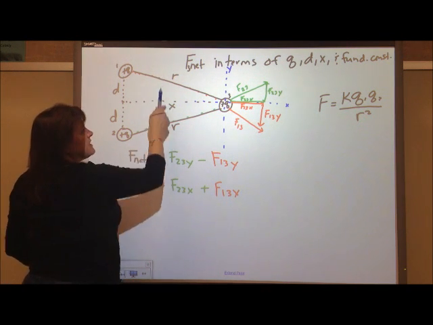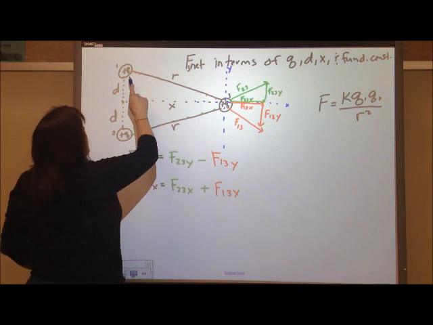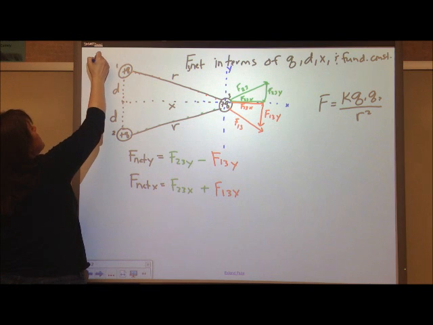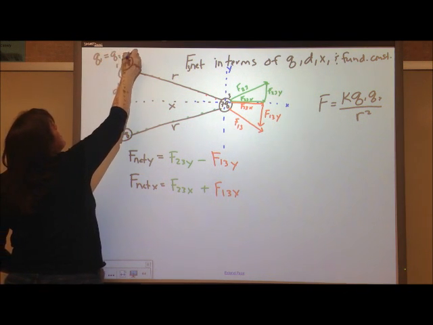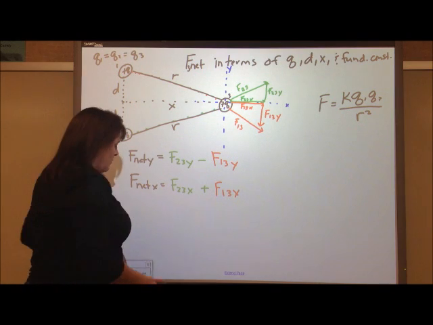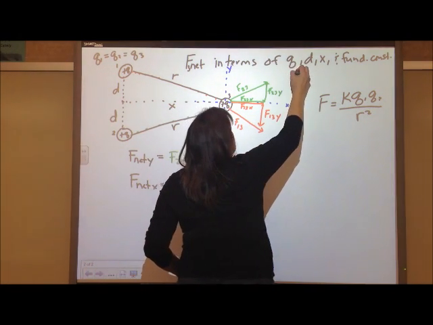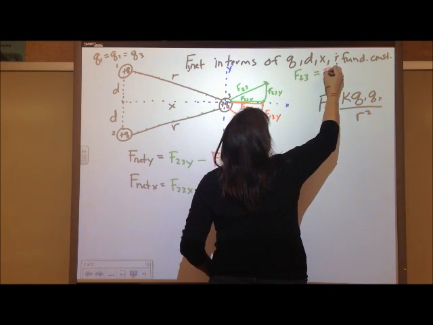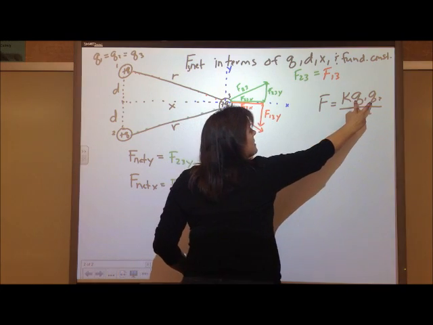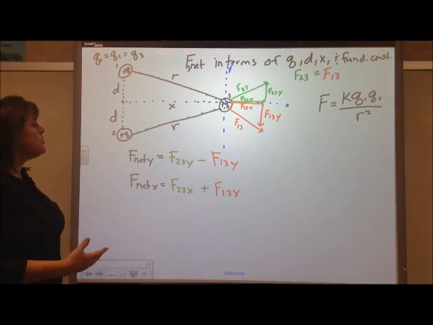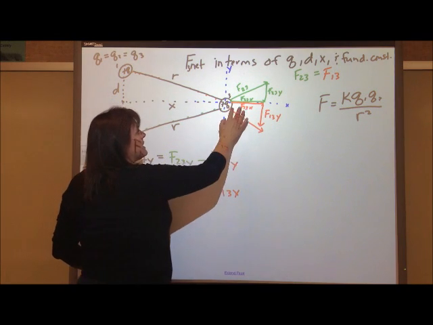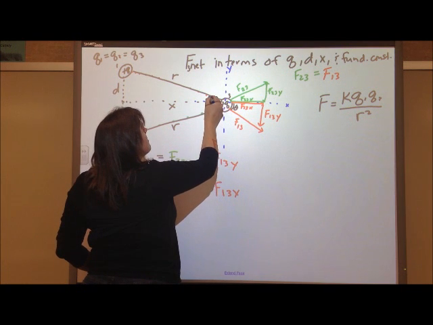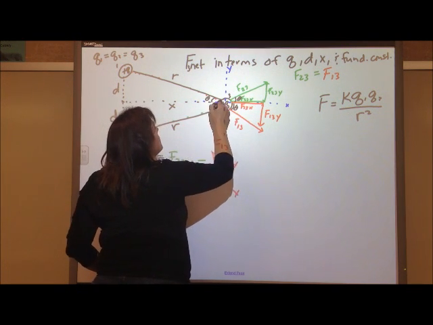If these distances are equal, and these charges are equal in magnitude, and I guess I should have written that Q1 is equal to Q2, which is equal to Q3, then what that should tell you is F23 must be equal to F13, because the charges are the same and the distances are the same. So let's use this angle theta right here. That would be the same as that theta, and this theta would be the same as that theta.